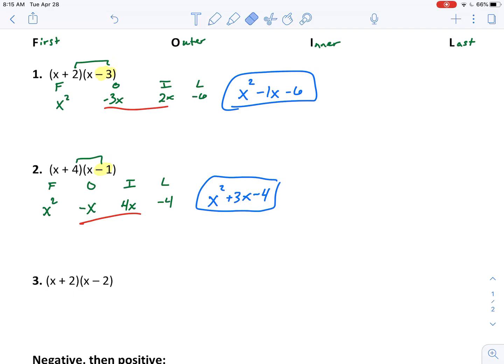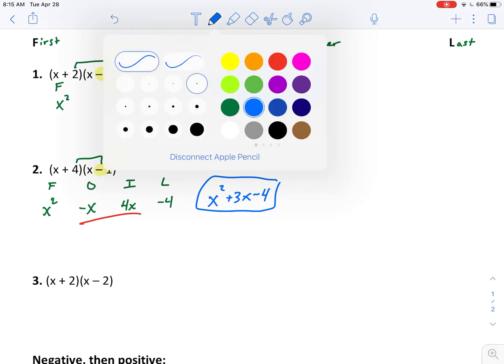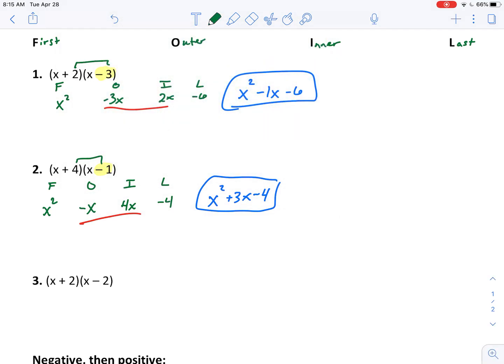And let's look at this last one together. So what do you notice about these two binomials? Well, it's doing almost the opposite thing. You know, I've got x plus 2 and x minus 2. And this is going to give me something kind of special. We'll see here in a second. So same thing, still going to FOIL.